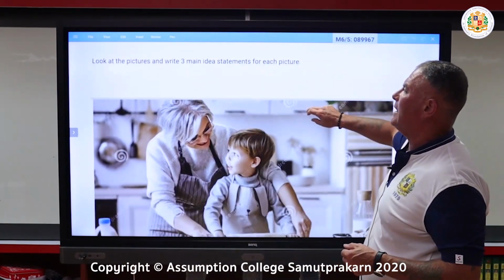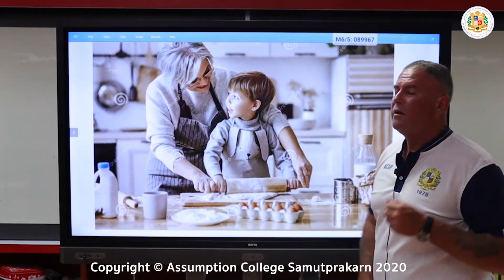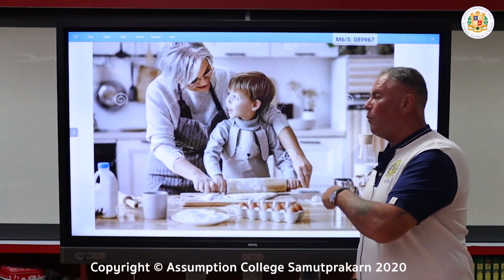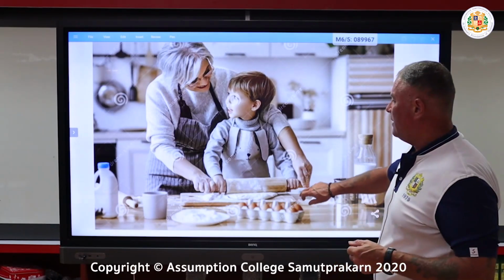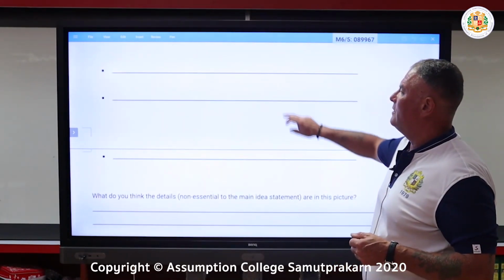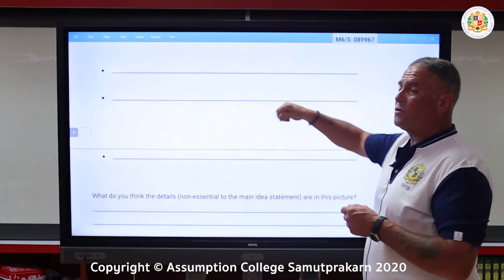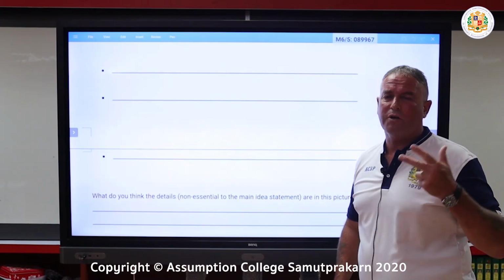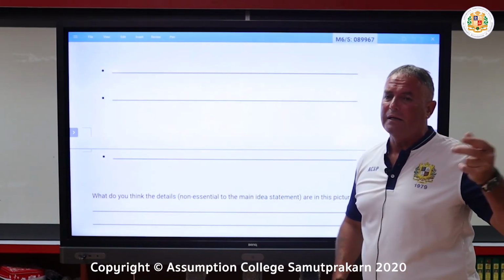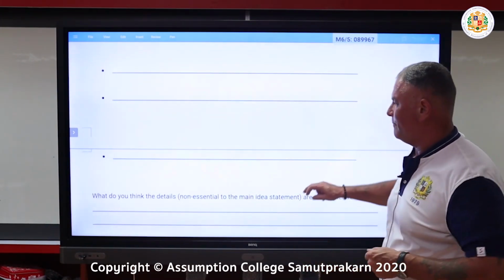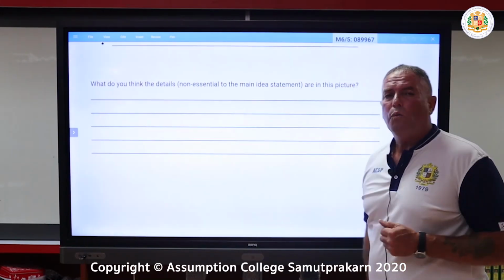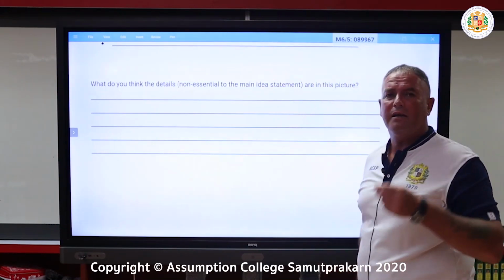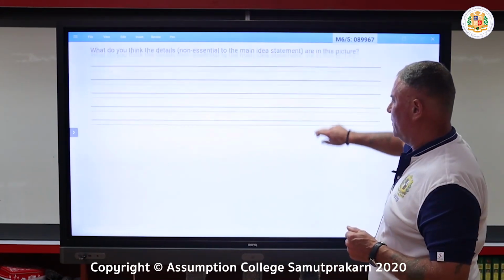Again, you will do exactly the same for the next picture. Who or what the picture is about, what are they doing? Then, with 10 words or less, delete or print and write, give me your 3 answers. 3 different main ideas. They're the same main idea, but worded differently. Again, what are the details, the supporting details that link to that main idea?